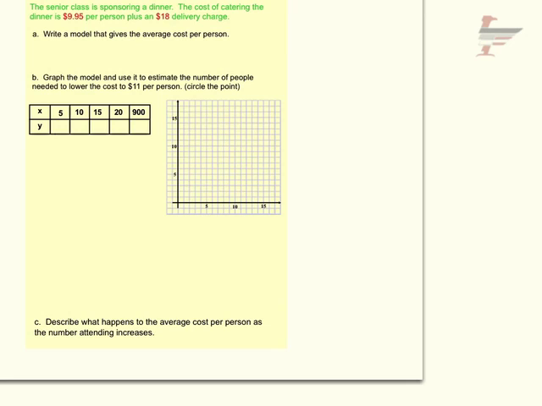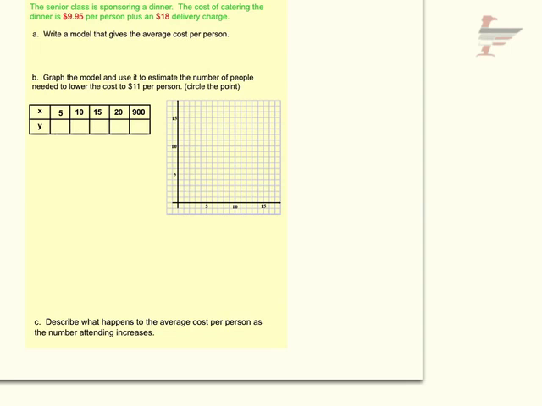Alright, this is a quick application problem to your rational functions from section 8.2, and it says the senior class is sponsoring a dinner. The cost of catering the dinner is $9.95 per person plus an $18 delivery charge. Write a model that gives the average cost per person.